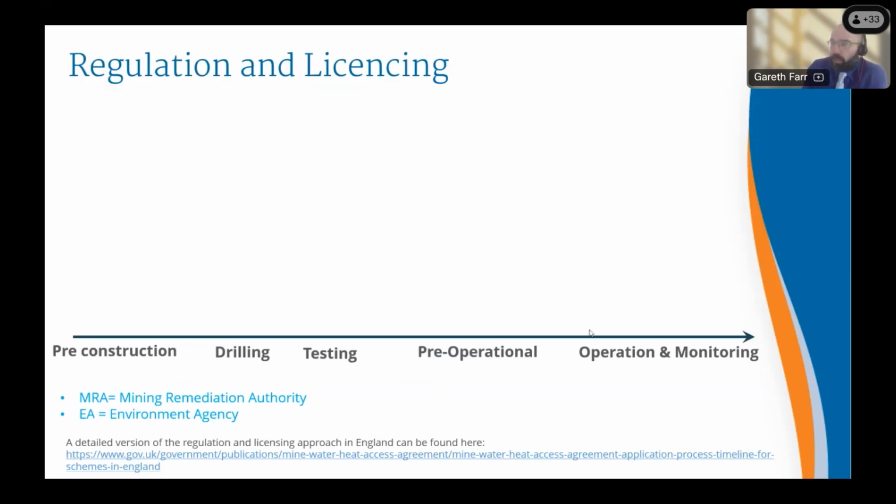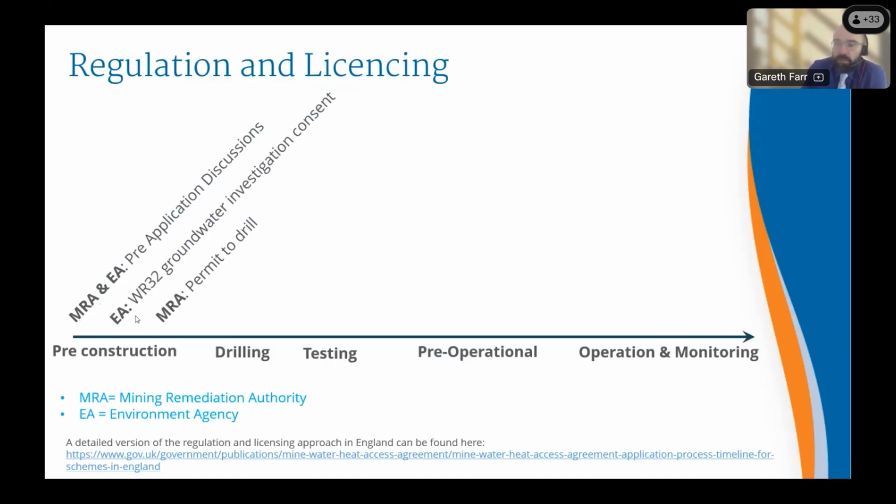I don't expect you to take all of this down, but if you want to know more about how we've streamlined these approaches in England, there's a link at the bottom. You can have the slides after, and that will take you to a combined process. In effect, we have pre-construction, with a lot of pre-application discussions with all the various bodies. Then with the Environment Agency, we look at groundwater investigation consents, and with ourselves at the MRA, permits to drill. And there are various access agreements. And then we get on to the fun bit, drilling of the boreholes.